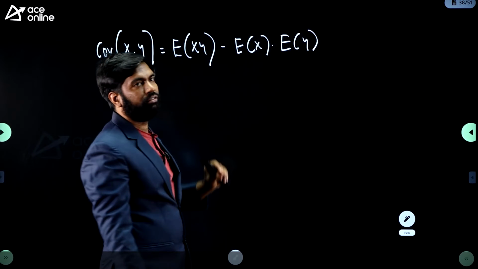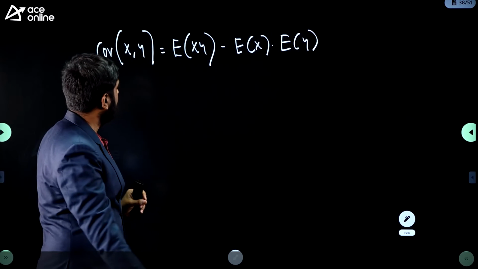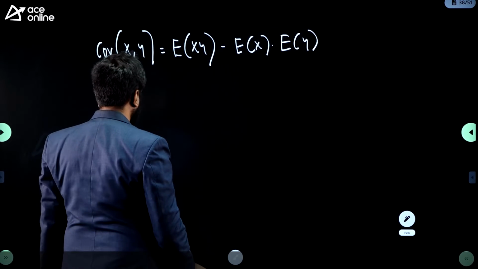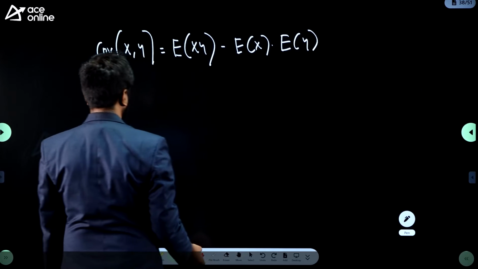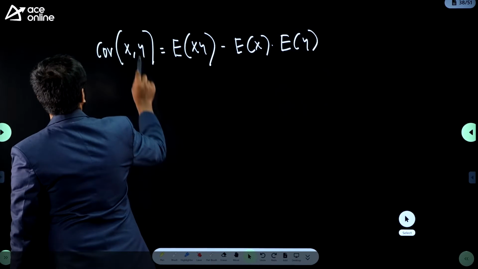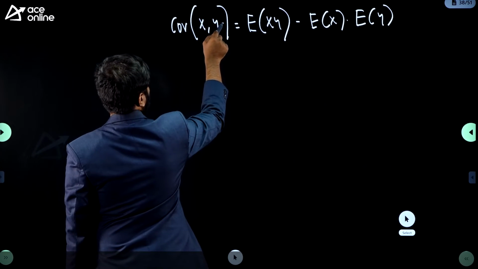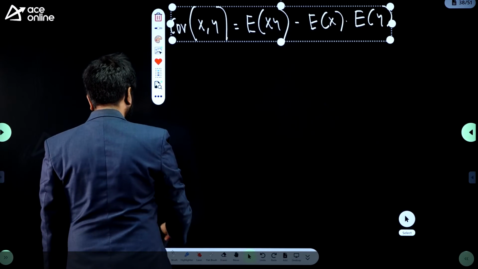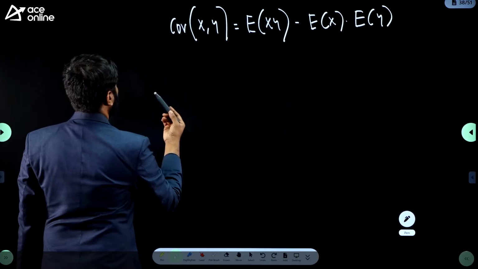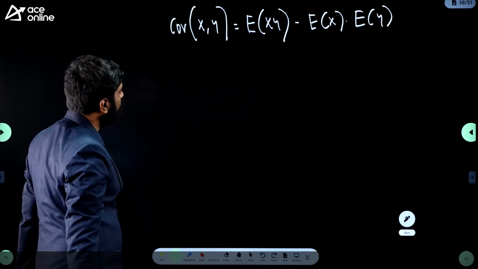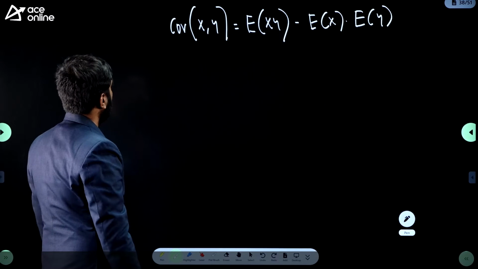We are just waiting for the expectation of xy. So what could be the expectation of xy? This is where we can go wrong. Once when I solved this, I also made a mistake earlier, so let me just show you how to do this expectation of xy.